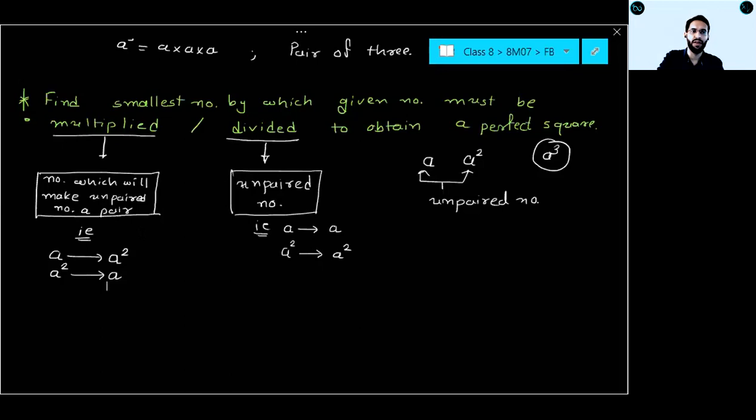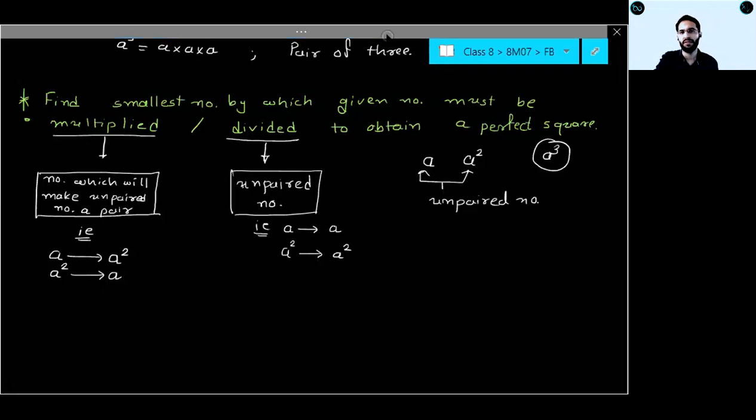Right. For A, unpaired number, your answer is A square. Right. For A, it is A square. Why not? Definitely I'll repeat. See here.